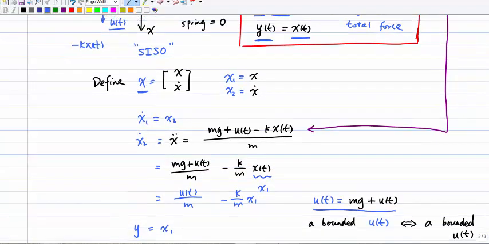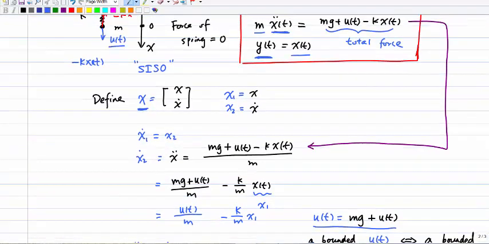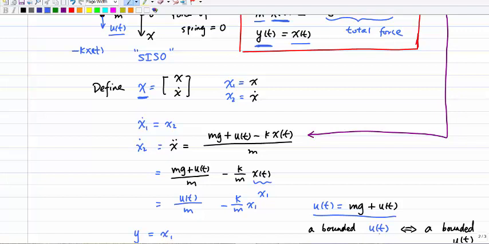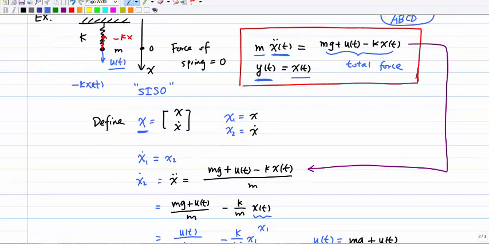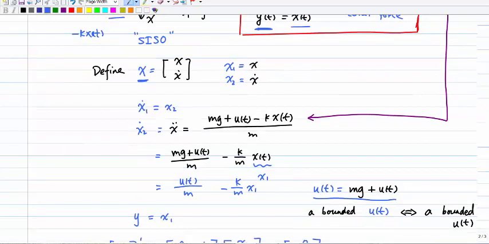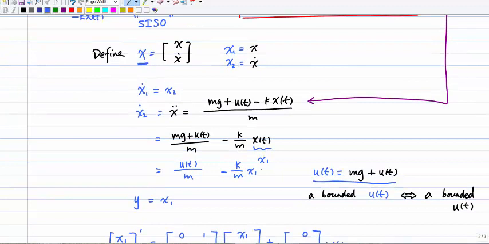Also, this change does not affect BIBO stability, because a bounded blue u of t means a bounded black u of t, right? So it doesn't matter. I don't have to check BIBO stability for the black u of t; I can consider the blue u of t. So in other words, the original system, the red one here, is BIBO stable if and only if the blue one is BIBO stable. Of course, my y is also x1.